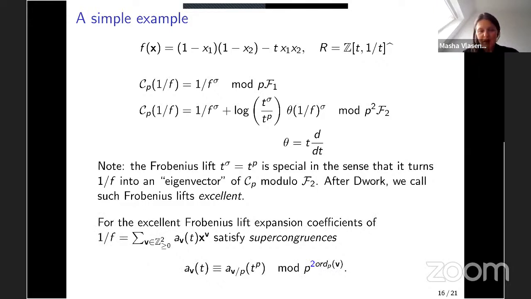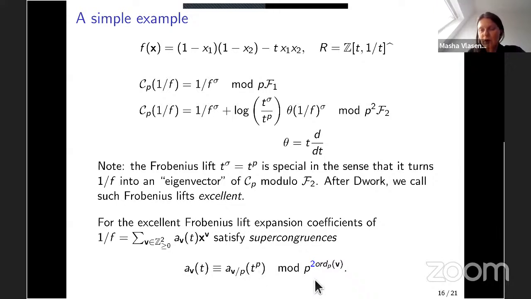Note that for the excellent Frobenius lift, for this one, which is t^sigma equals t to the p, we have the following supercongruences for expansion coefficients of 1 over f. So if this is the formal expansion of 1 over f, which is now supported in the first quadrant, because we expand at 0 here, the vertex of delta. Delta is the unit square, and we expanded at 0. But we could expand at any other vertex too. So these expansion coefficients satisfy the following supercongruences.